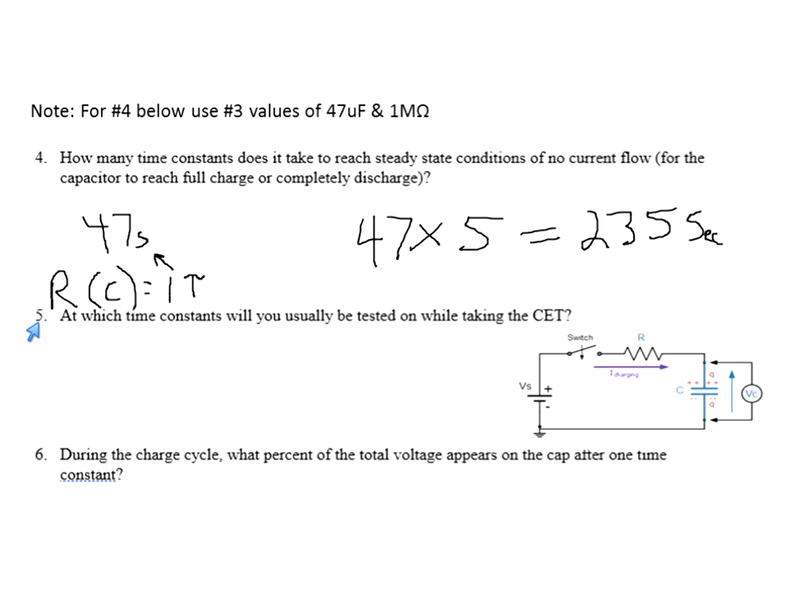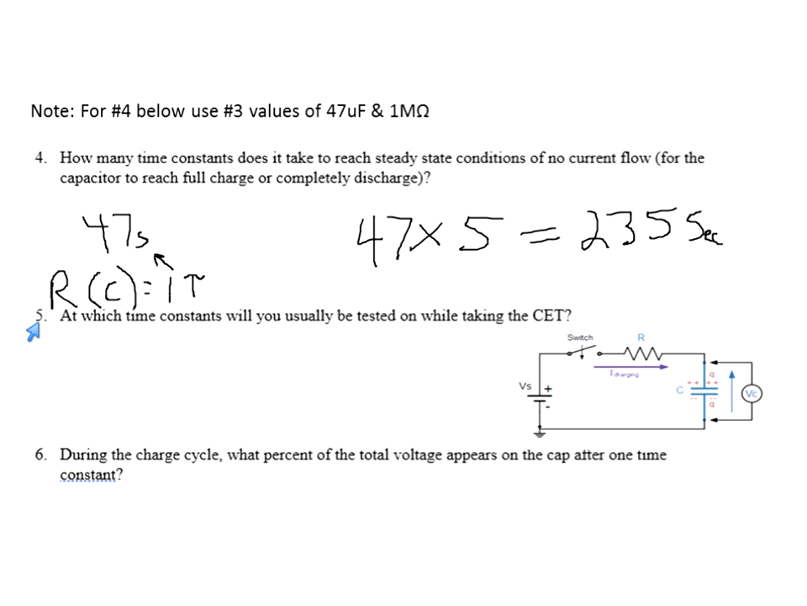But for the 1st time constant, you have to be aware that during the charge cycle, it will rise to 63% of the source. During the discharge cycle, it will fall to 37% of what it was charged to.